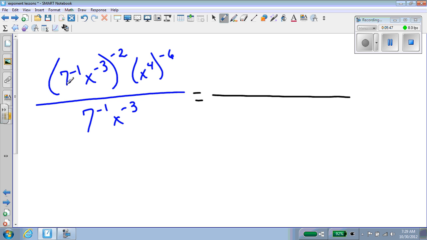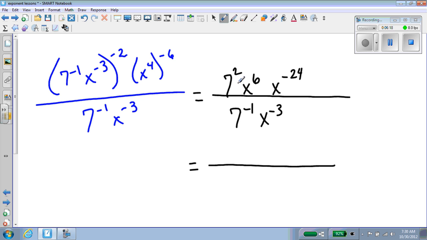Okay, so I have 7 to the negative first to the negative second. So 7 to the second. X to the negative third to the negative second. So x to the positive sixth. X to the fourth to the negative sixth. So x to the negative 24th. And then my denominator, 7 to the negative first, x to the negative third. 7 to the second, 7 to the negative first. So 7 to the 2 minus negative 1. So 7 to the third.